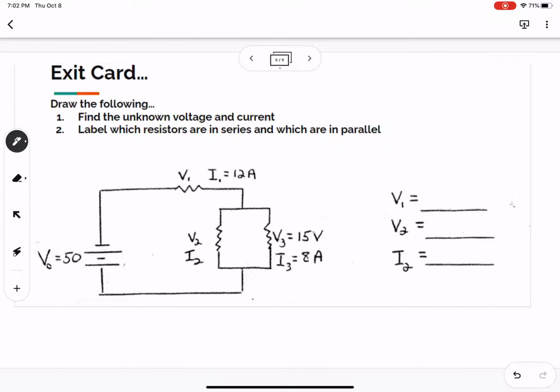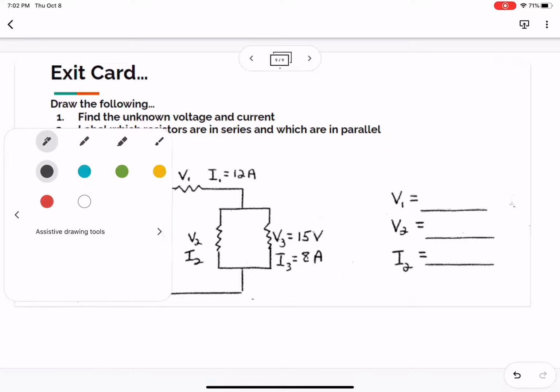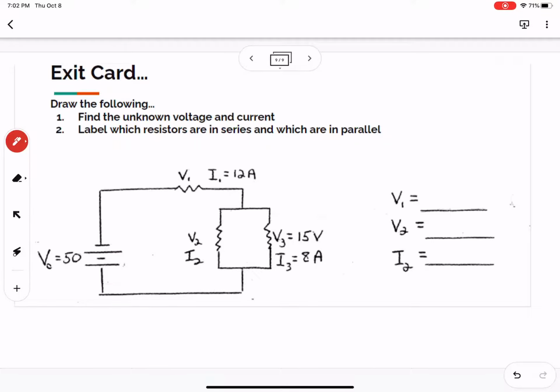All right, so let's begin by doing this exit card question. We have a circuit with a whole bunch of things going on in there, and it's asking us to find these voltages and that current. So let's start off by looking at the current. I'll pull out a red marker. We're going to be looking for current first.